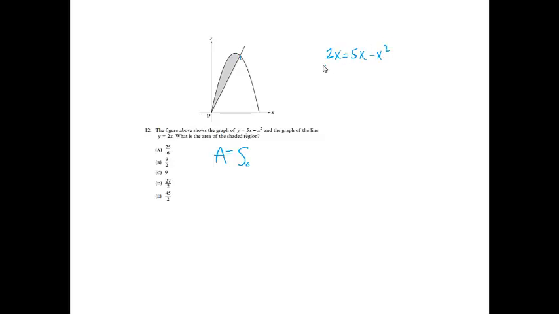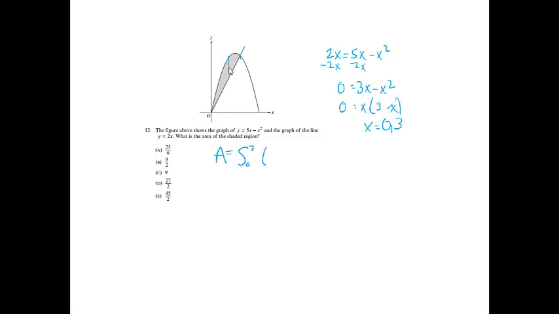To solve this, I will set it equal to 0. So I'll get 0 equals 3x minus x squared. I will now factor out an x. So I notice that my zeros will occur at 0 and 3. So it's going to go from 0 to 3.